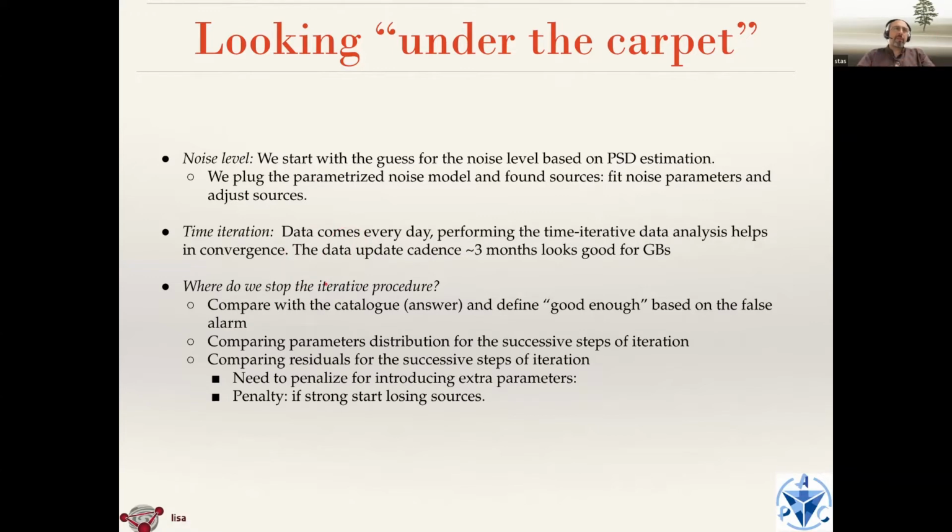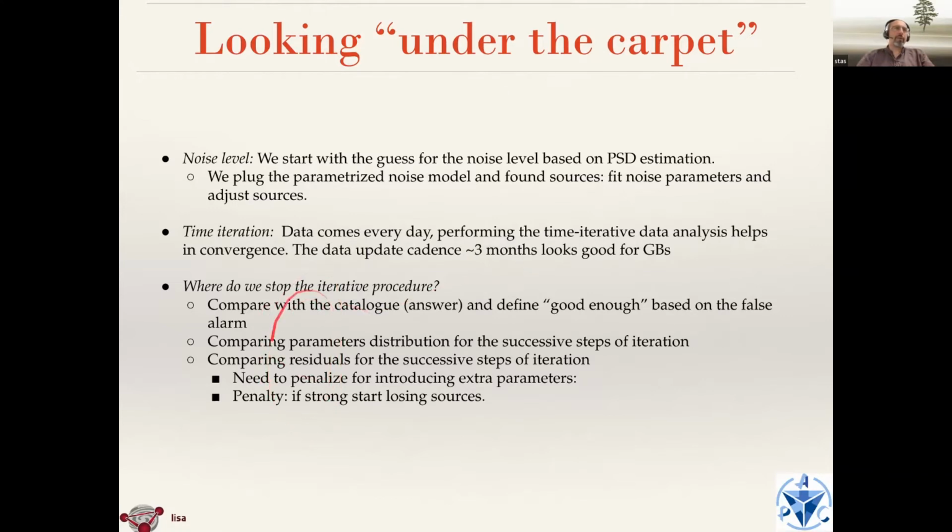We are starting with a guess for the noise level based on power spectral density estimation. And then at the end, when we have found the signals, we plug in a noise model with the found signals and reiterate it together. Some sources will be lost, some of them will be slightly enhanced, depending on our initial guess of the PSD. Then time iterations. The data comes every day, and we need to perform the analysis in a time-iterative way. And it looks like it actually helps, especially if you just analyze galactic binaries, adding data every 3 months. It's easier to look at the source when you have 3 months of data, and if you're adding more, you're just refining your already found parameters.